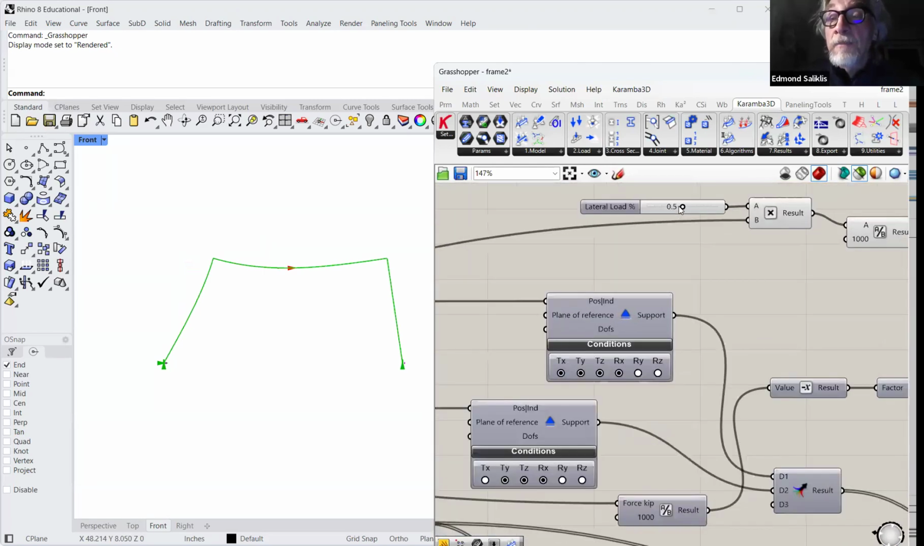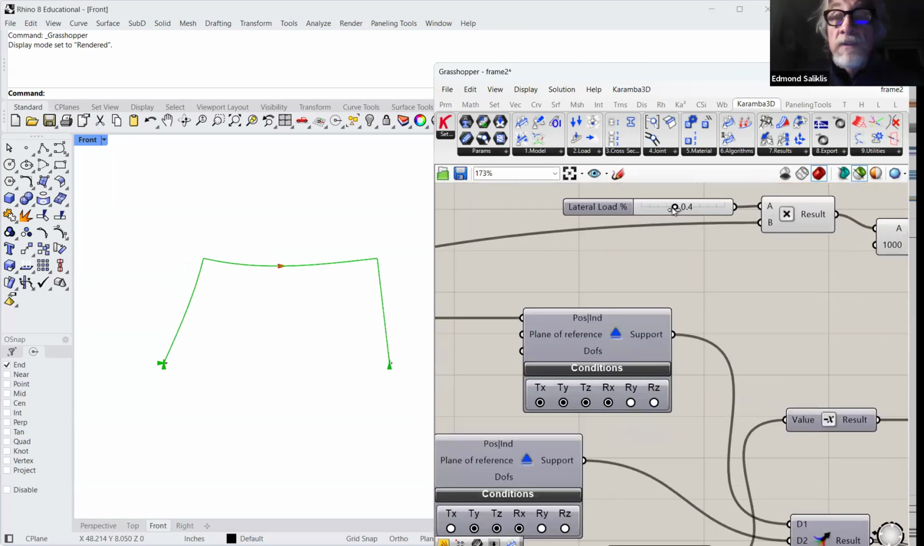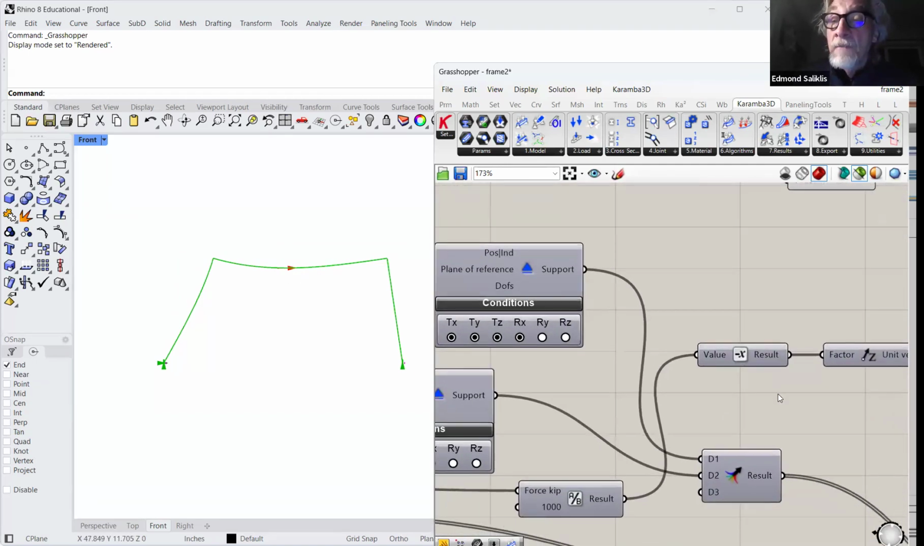I made it 50%, 50% of the gravity, or 40% of the gravity, or 30% of the gravity as an equivalent lateral static load. Let's say 50% of the gravity load is being applied to the diaphragm, really, but it's a beam here, but we don't hit the columns.